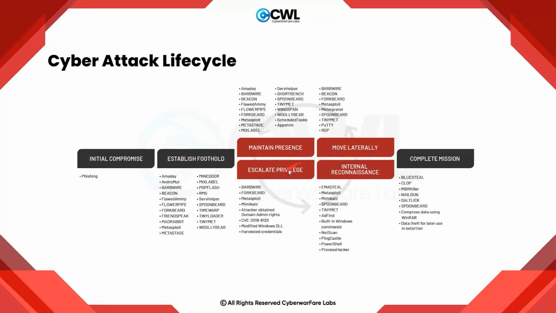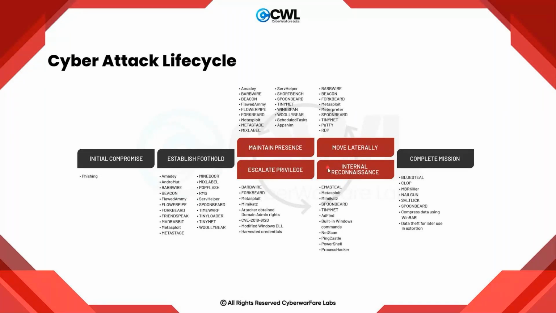And from escalation to move laterally, there comes the internal reconnaissance. Let's say the attacker escalates the privilege, then the attacker needs to know whether he is in a domain environment, or whether, let's say, he is in a standalone machine. Let's say he needs to figure out what all the devices or workstations connected to the domain controller are, so that he or they can move internally in the network.